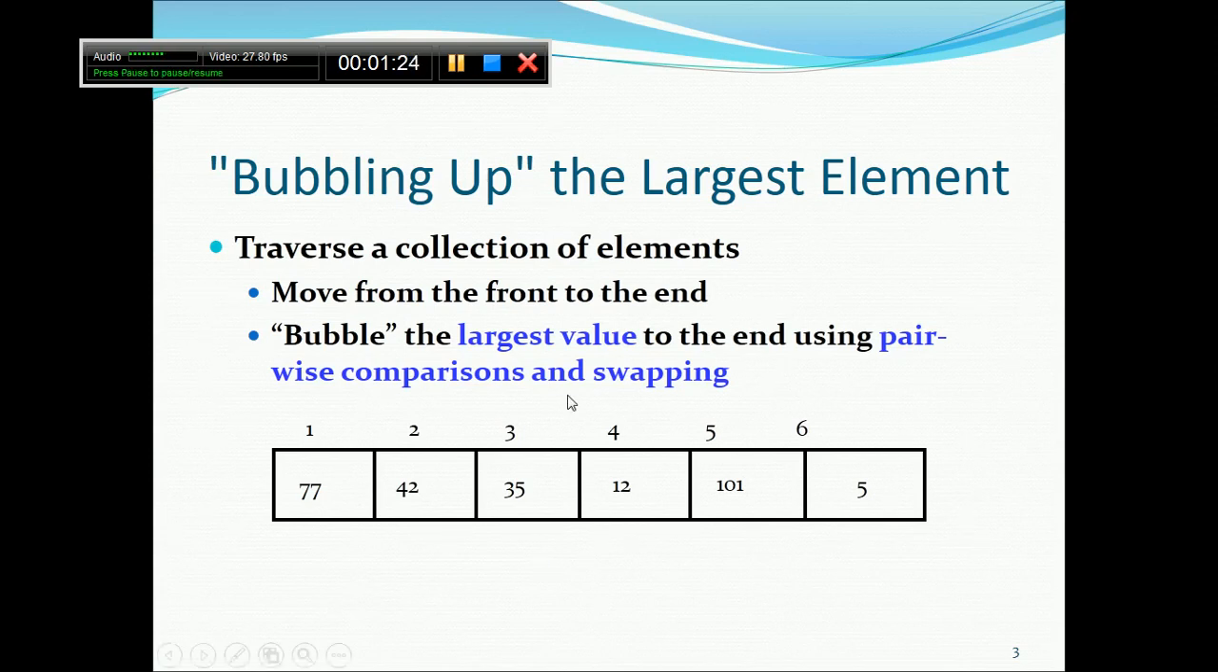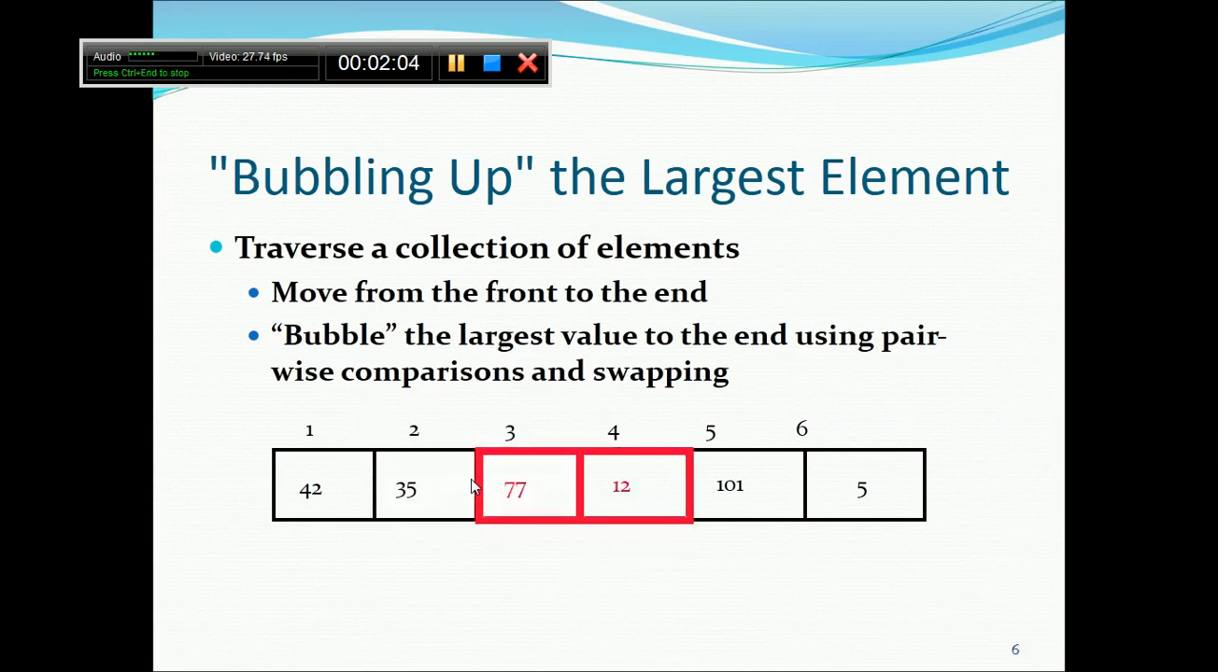So the idea here is bubbling the largest element: I will start comparing the first two elements, and whatever is the maximum of those two will go to the right-hand side, the greater index. Suppose here 77 and 42, which is the larger one? 77, so it will be bubbled with this swap. Now again I will compare the next two, 2 and 3. So 77 or 35, which is greater? Again 77 is greater, so we swap again.